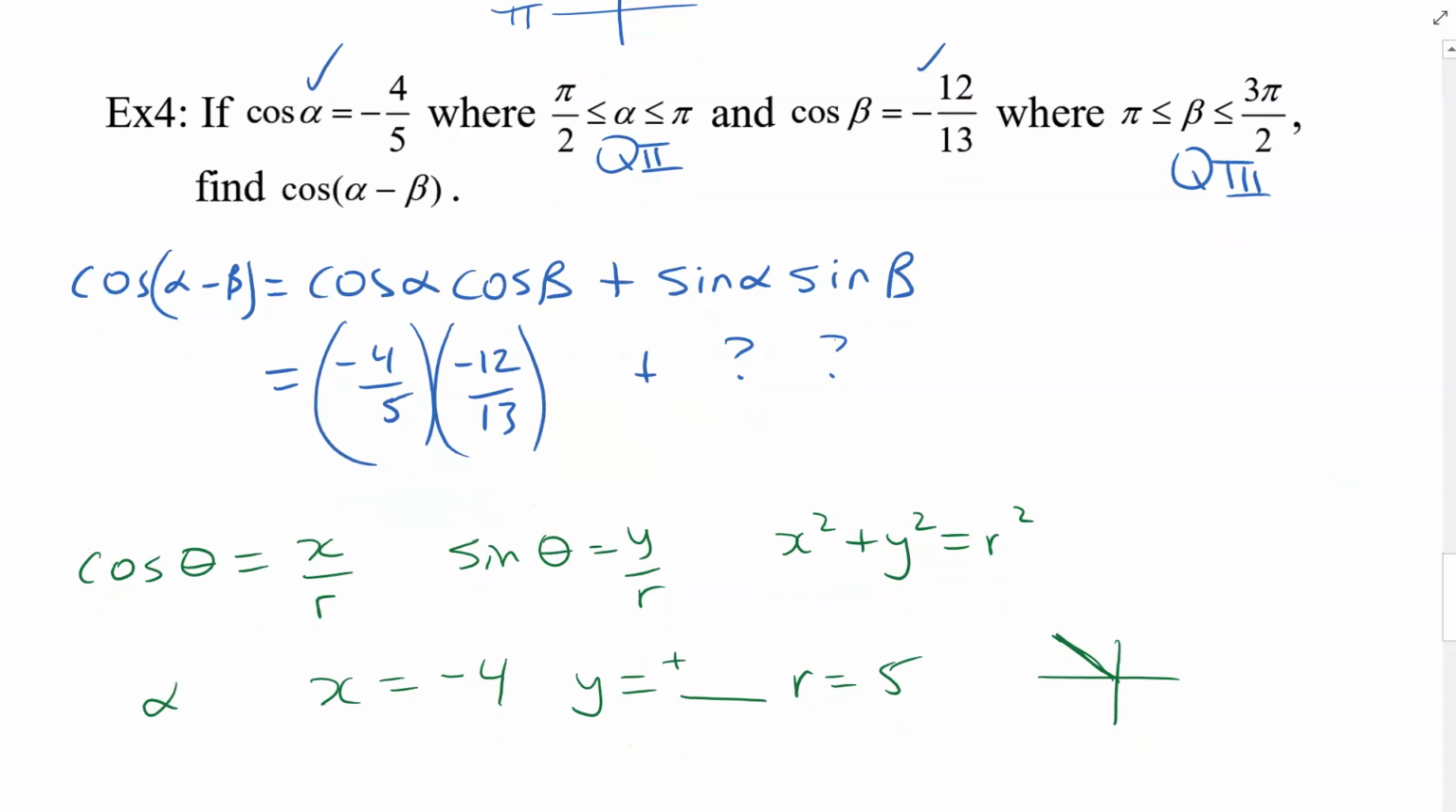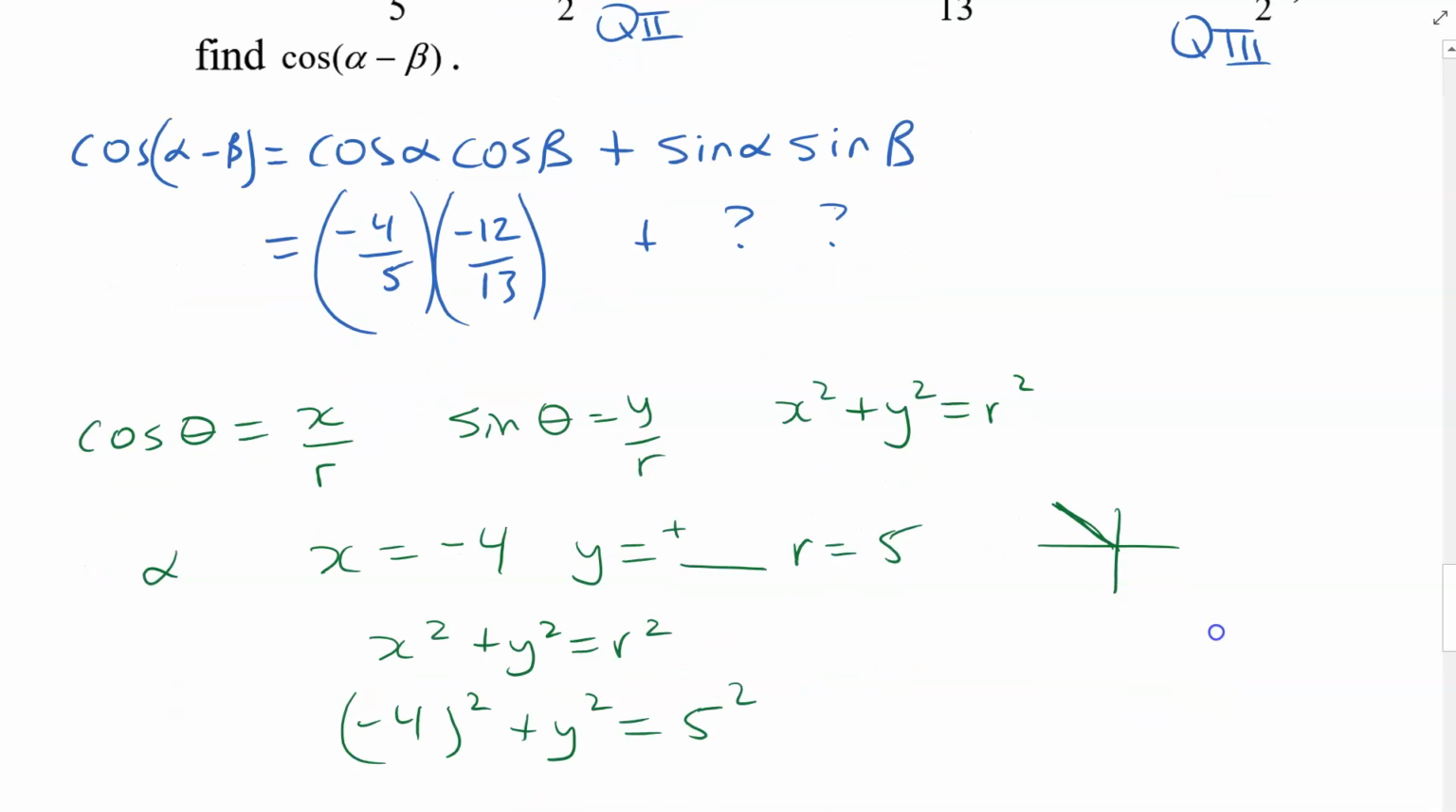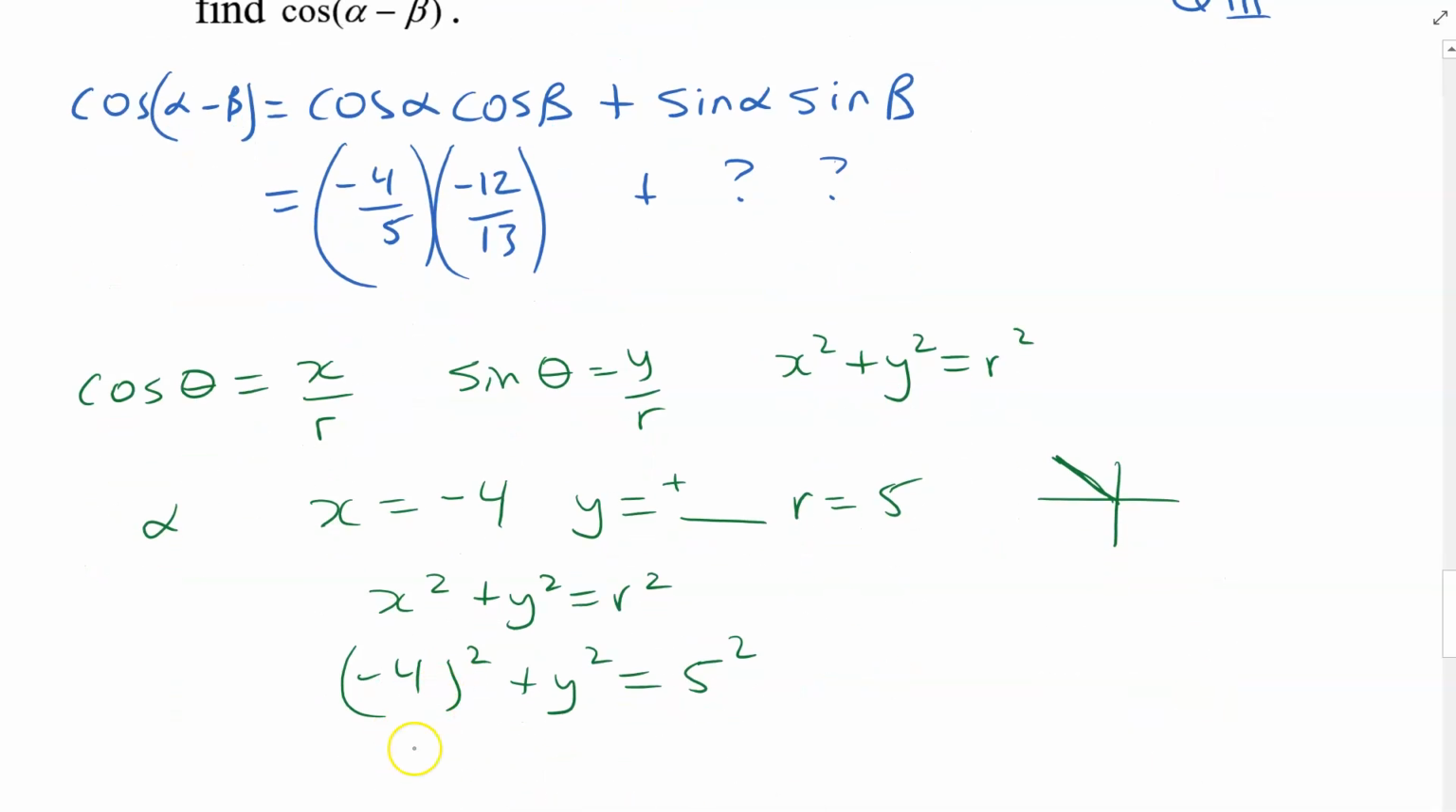Okay, so you may even recognize this already, the Pythagorean triple of 3 squared plus 4 squared equals 5 squared. So you might already anticipate this y is going to be 3. But let's just go through the motions. We're going to say x squared plus y squared equals r squared. So I'm going to get -4 squared plus y squared equals 5 squared. So -4 squared is still positive 16 because the negative gets squared. So I get 16 plus y squared equals 25. 25 minus 16 is 9. So y is equal to plus or minus the square root of 9, which is 3.